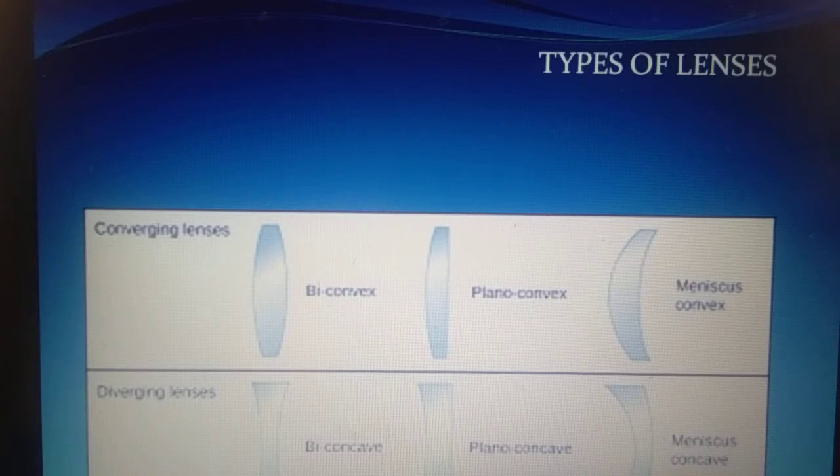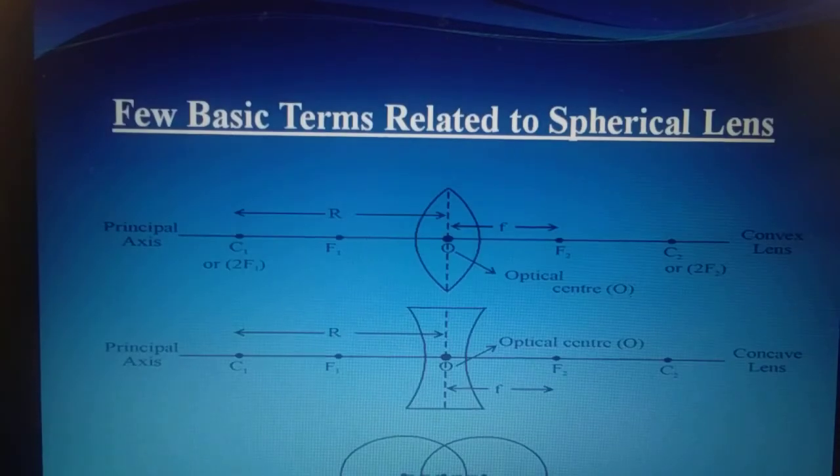In the same manner, the diverging lens, that is the concave lens, is also divided into many types: the biconcave, plano-concave, and also convexo-concave. So these are all the types of lenses we have.